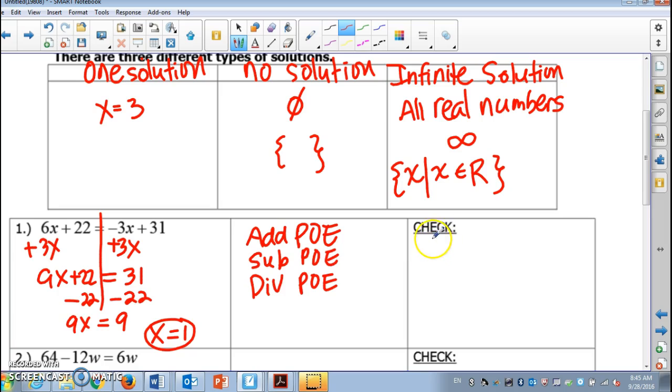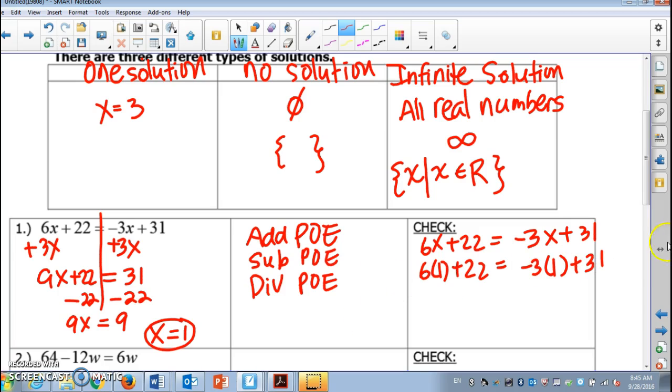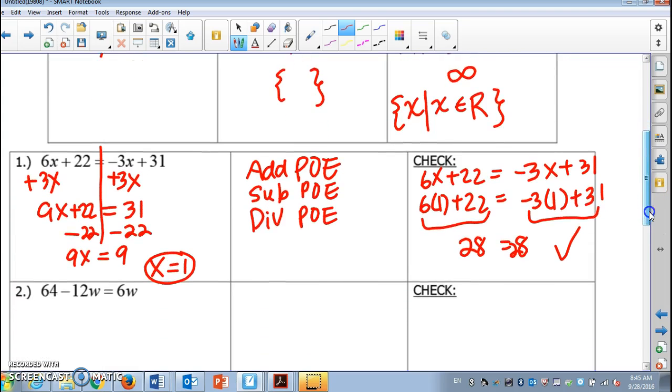Once we get the answer, then we need to check our answers. So what we're going to do, we're going to rewrite the problem. And we're going to substitute x with 1 for every single x. So 6 times 1 plus 22 equals negative 3 times 1 plus 31. We can't put the whole thing on our calculator. So what you need to do, you need to check this side, put it in your calculator, see what you get, and then put this side on your calculator and see what you get. Once you do that, both sides should be 28. So then we check. Not bad, right?